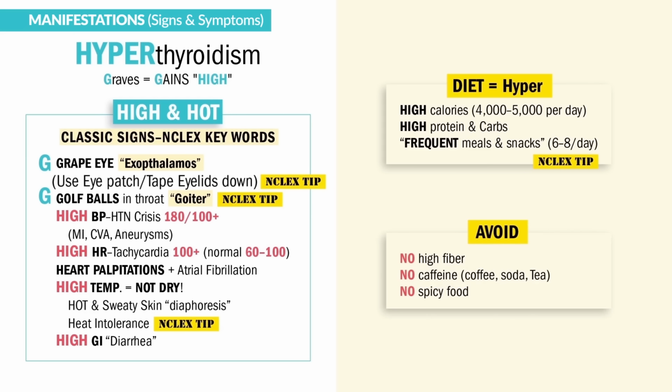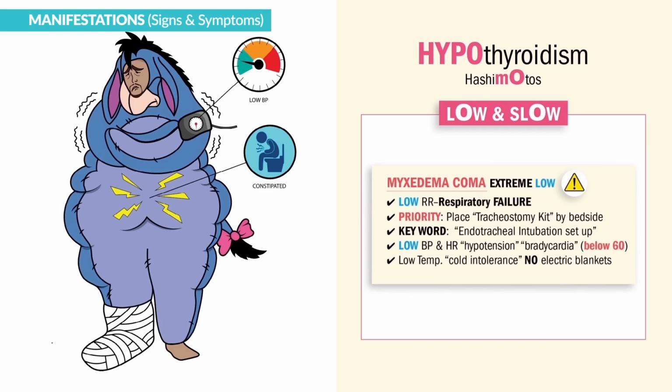Okay, now on the other side, in our hypo, our Hashimoto's, guys, everything is low and slow. So super depressed, fat, and lethargic. So we get the exact opposite from hyper. Again, the extreme priority is the extreme low and slow, airway breathing and circulation. Now the key term is myxedema coma, guys, extremely low respiratory rate. So we think respiratory failure.